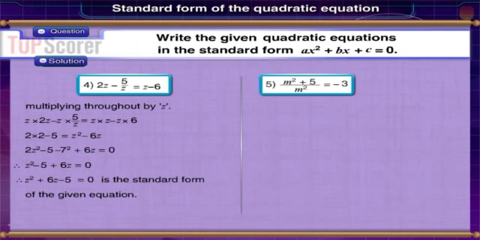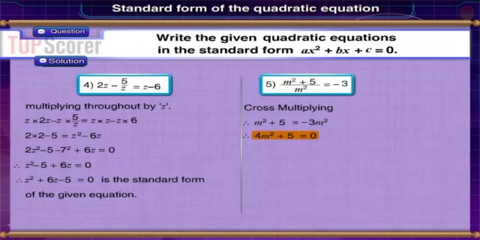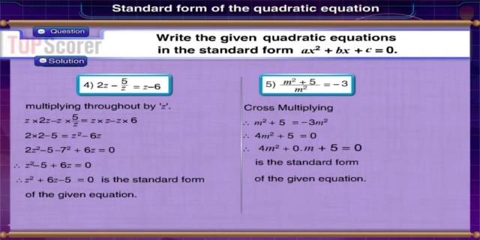The fifth equation is m square plus 5 upon m square is equal to minus 3. Here we have to remove m square from the denominator. By cross multiplying, the equation becomes m square plus 5 is equal to minus 3m square. That is 4m square plus 5 equal to 0. By writing 0 for the missing term m, we get the standard form of equation as 4m square plus 0 into m plus 5 equal to 0.